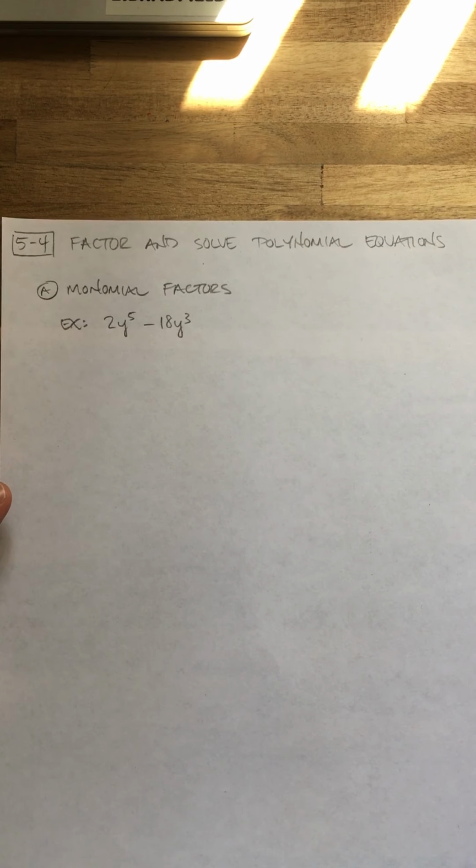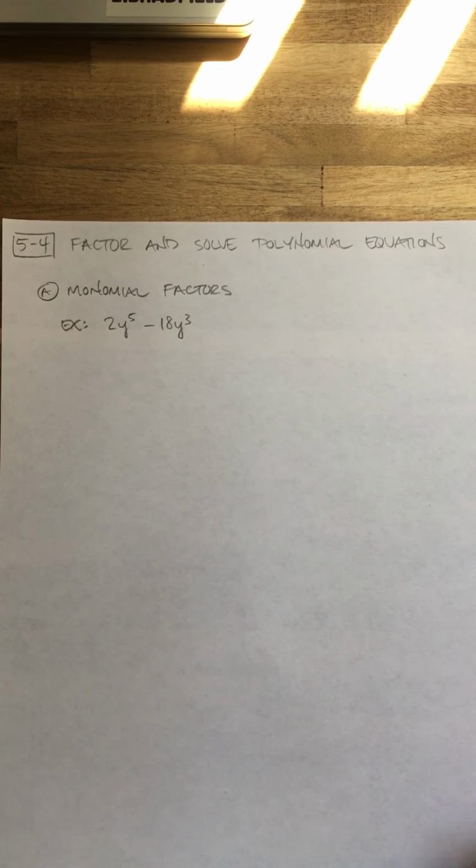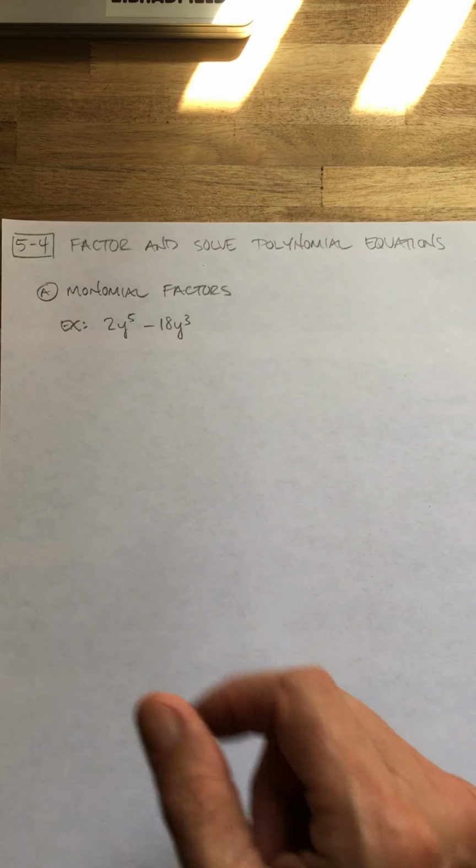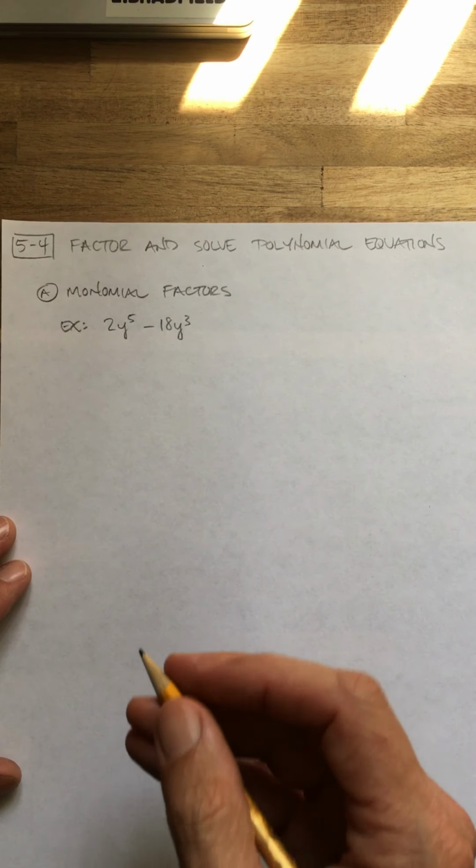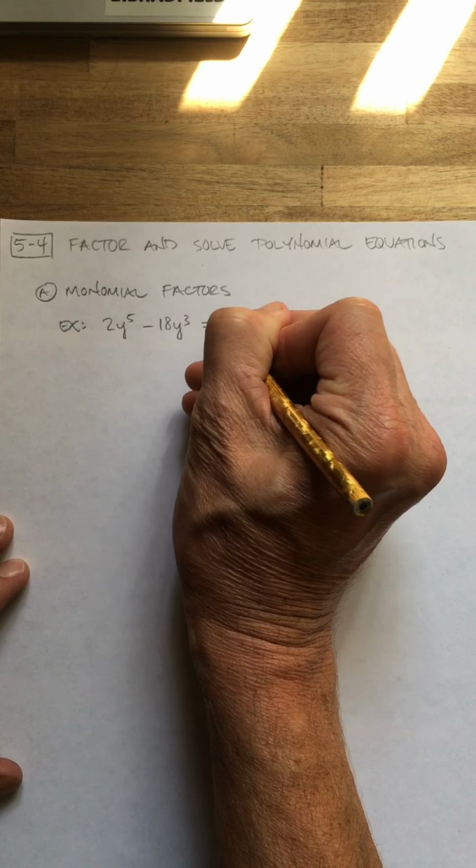Hey guys, so today we are going to factor and solve equations, but they're going to be different than quadratic equations. They could be cubic, okay? They might have 4 terms instead of 3. If you look at the example I have right here, it's just a binomial. It should say equals 0, okay?